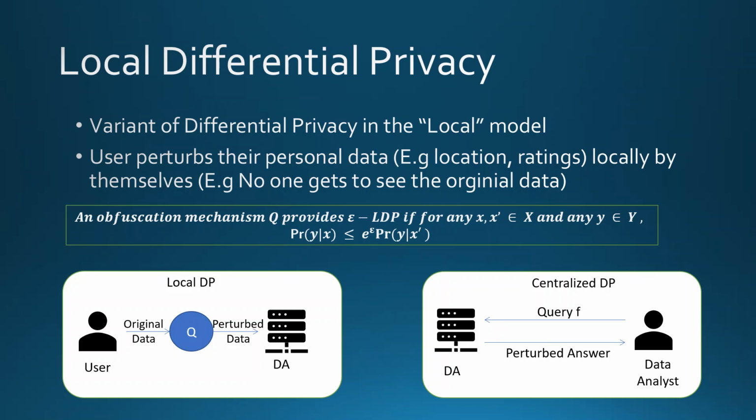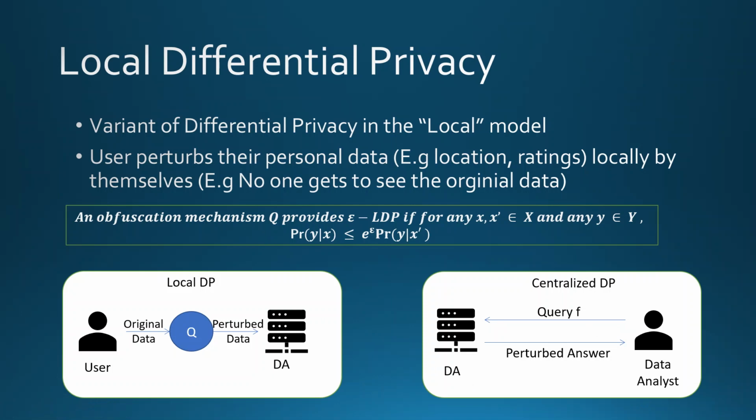So in centralized settings, what happens is we have three parties: the user, data aggregator, and the data analyst. So the user sends their original data to the data aggregator, who aggregates all the users' original data. And the data analyst, whenever they want to perform some analytical task, sends a query to the data aggregator, who will perturb the answer of the query, so they won't be giving the real answer, and sends the perturbed answer to the data analyst. So in these settings, the data aggregator is called a trusted entity and the data analyst is called an untrustworthy entity.